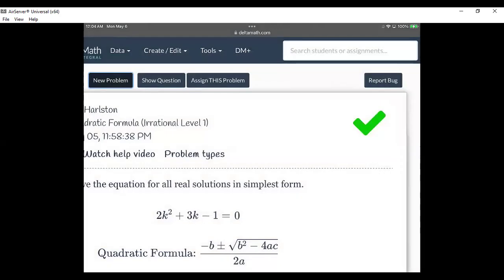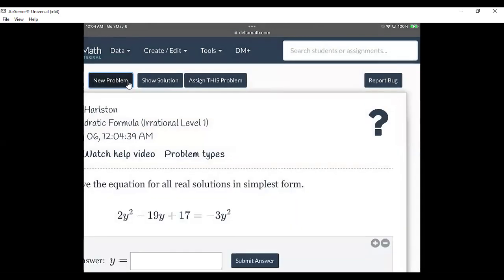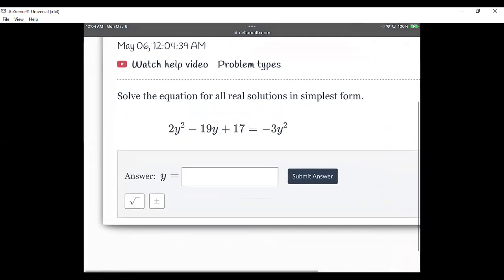All right, that's what you're doing. Now I'm going to do one more. So new problem, because I want to make sure you guys know how to do this. All right, now this one is not equal to 0, so we're going to have to take that -3y squared and put it on the other side. So let me show you what we need to do.